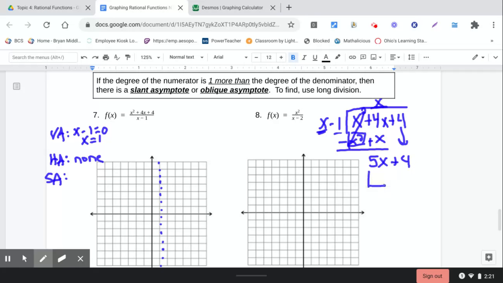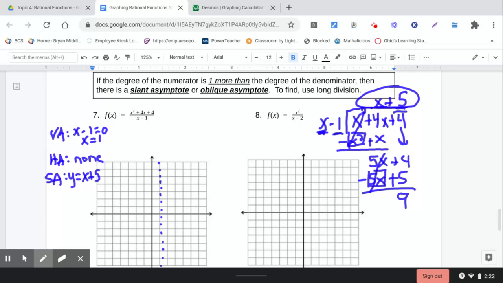And our next goal is to get a 5x. So we're thinking what times x will give us that 5x. And of course, it'll be a positive 5. So 5 times x is 5x. And 5 times negative 1 is negative 5. Draw the line, change the signs. And for this problem, you get to ignore the remainder, okay? We don't care. This is the slant asymptote. So our slant asymptote is y equals x plus 5.